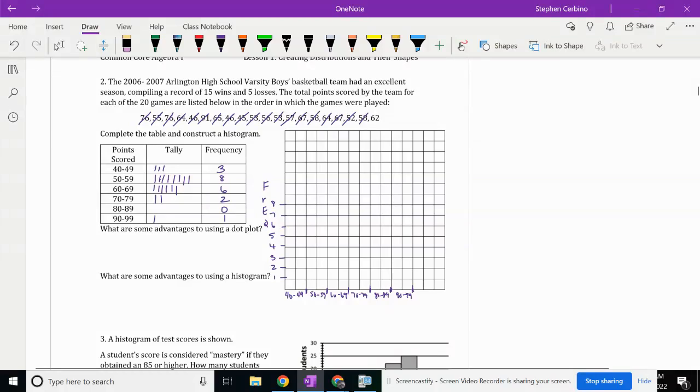And then all I'm going to do is make a bar that shows the frequency for each range. So I have a bar here, color it in. 50 to 59, I'm going to go all the way up to 8. I'm going to make a nice bar, color it in. Go up to 6, make my bar, color it in. Go up to 2, make the bar, color it in. Don't have a bar for 80 to 89 to show 0. And this last one is the smallest one where there's just 1.